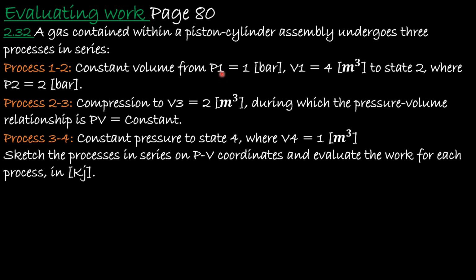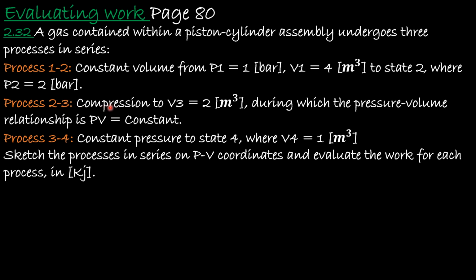From pressure of the gas at state 1 equal 1 bar, and the volume of the gas at state 1 is 4 meter cube, to state 2 where the pressure of the gas at state 2 is equal to 2 bar, and remember it's a constant volume, which means that the volume of the gas at state 2 is the same 4 meter cube. The second process is from state 2 to state 3.